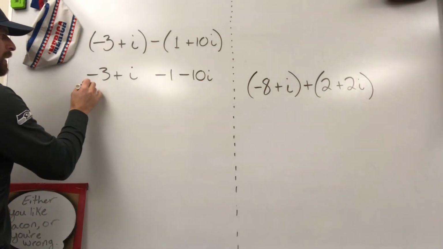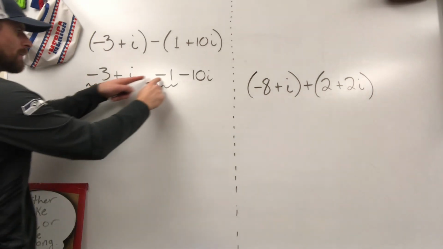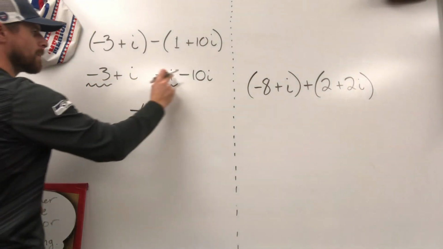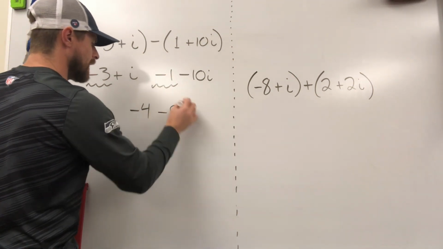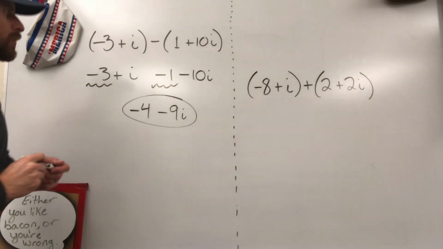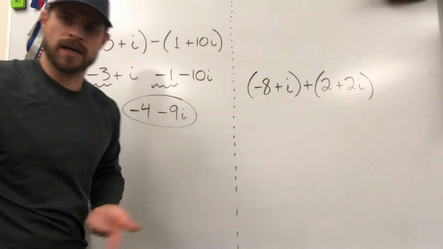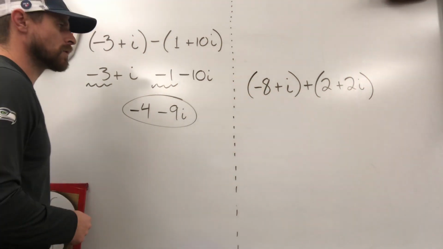Okay, so we're going to combine our like terms. Constant goes together with a constant. -3 minus 1 takes me to -4. And then 1i minus 10i would take me to -9i. This would be your final result when subtracting these two complex numbers. Go ahead and pause the video if you want to try this one on your own, see if you get it right. But let's go on over and do this one right here.